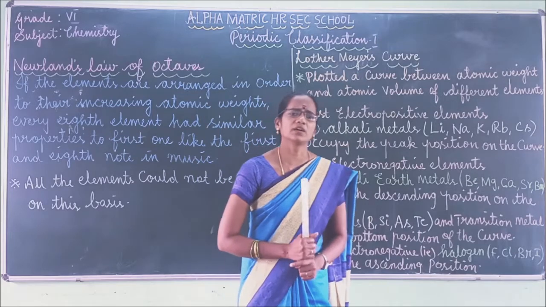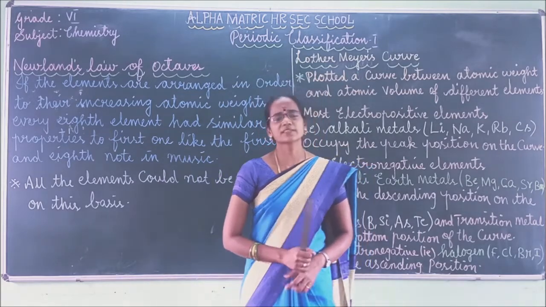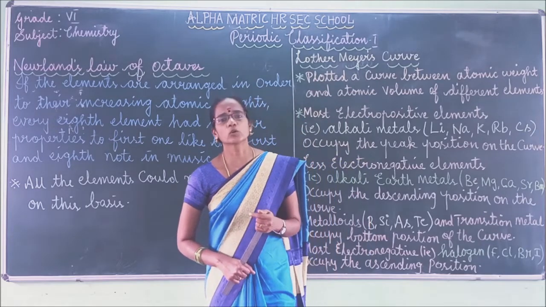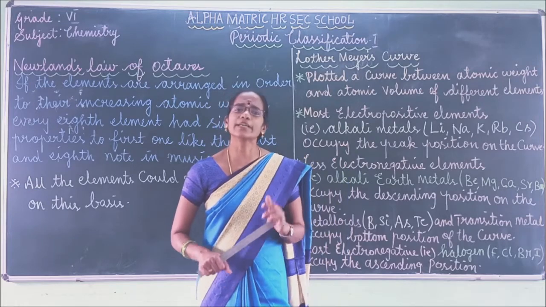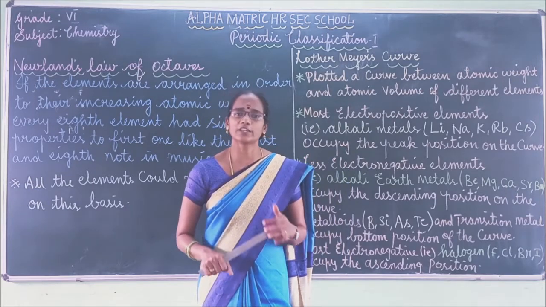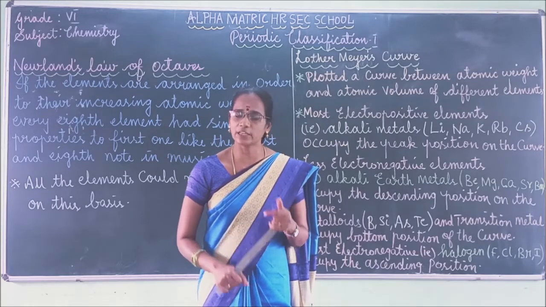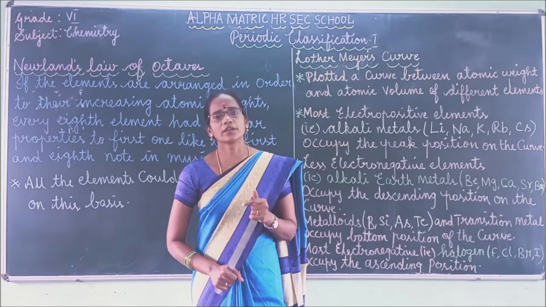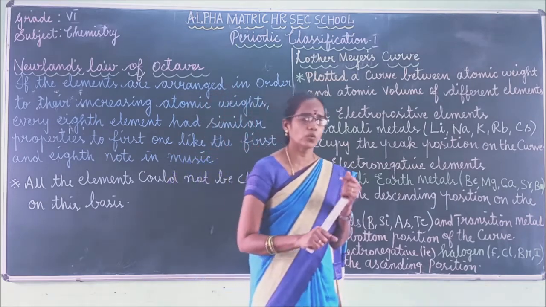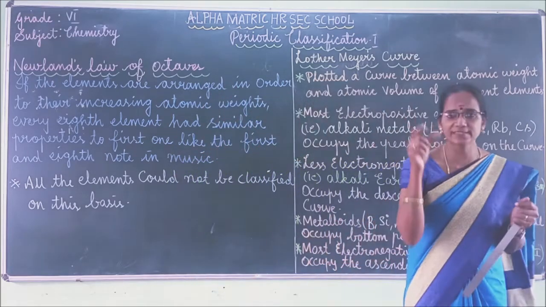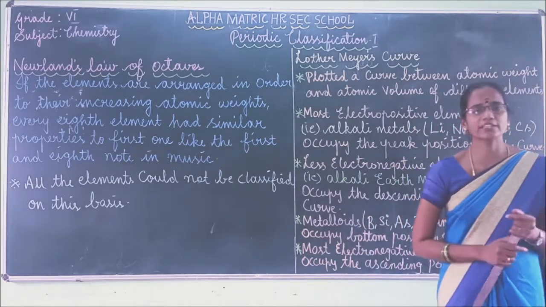So, what did Lothar Meyer conclude from this curve? From this curve, Lothar Meyer concluded that the properties of elements are the periodic functions of their atomic weights. So only based on this conclusion he plotted a curve, right?